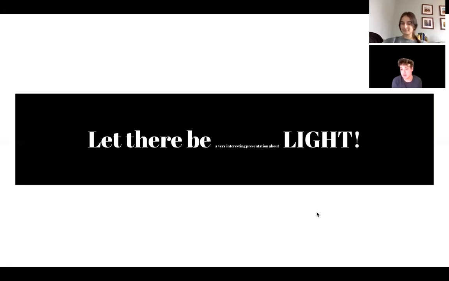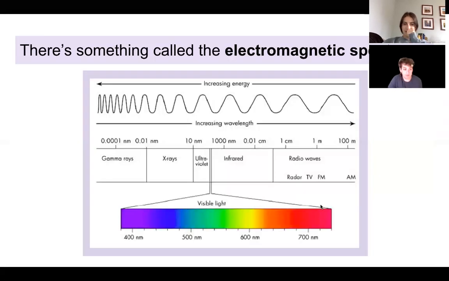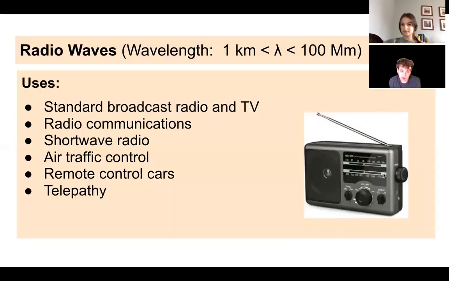So the first thing to know is that there's something called the electromagnetic spectrum. It looks kind of confusing, but it's essentially called the EM spectrum, and it's used to describe the entire spectrum of light that exists. The longest wavelengths are radio waves on the electromagnetic spectrum.